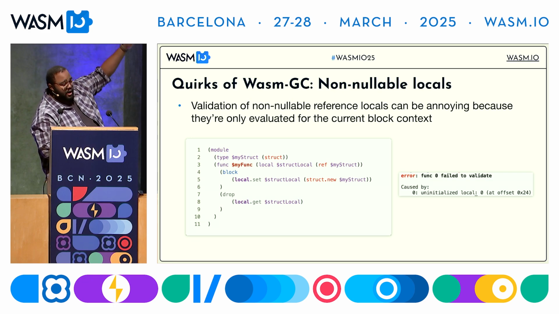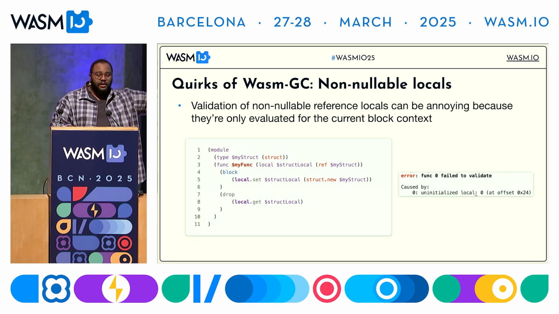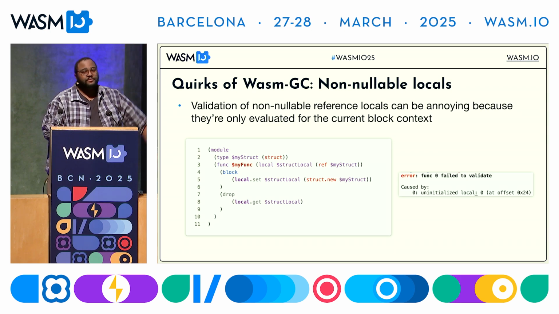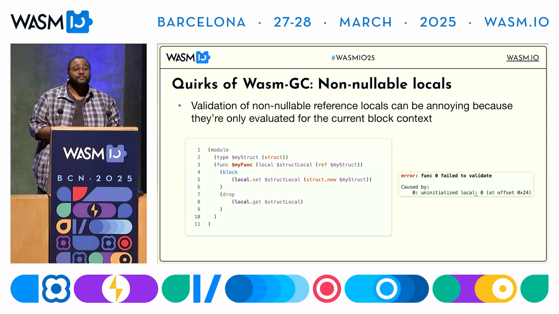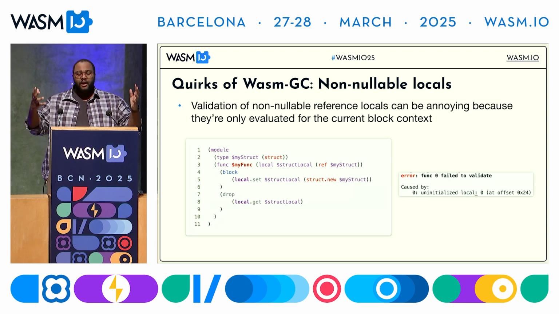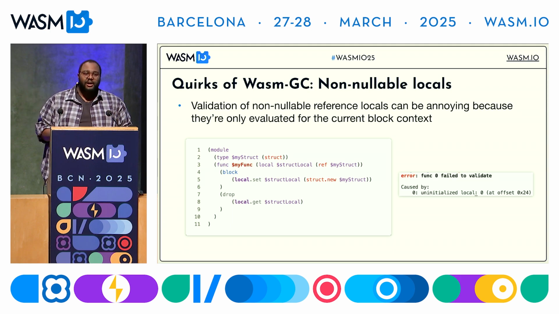So even though on the 5th line here, we are setting this local for the struct, it doesn't validate because it's in a block, which is kind of annoying. This is something that I had to change the Grain compiler to handle because we did stuff like this. We would put all of our initialization in a block, things like that, and it's definitely something that you'll probably run into.